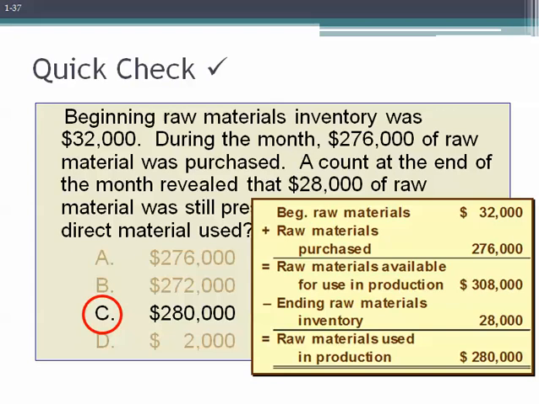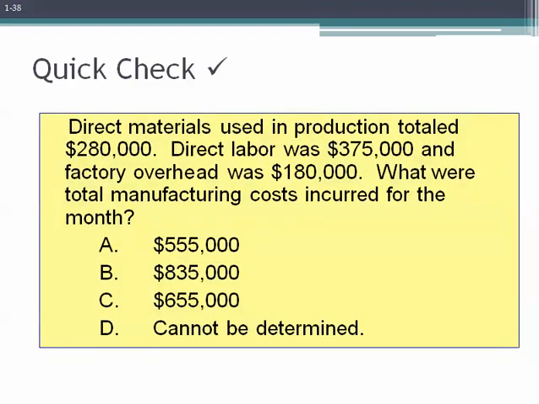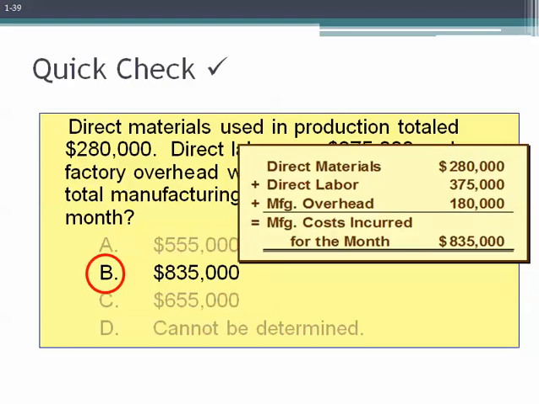Let's go ahead now and look at our total manufacturing cost for a period. If we have direct materials used in production of $280,000, direct labor of $375,000, and factory overhead of $180,000, then our total manufacturing cost for the period will be $835,000. This is simply the direct materials plus direct labor plus manufacturing overhead costs that we incurred during the month.